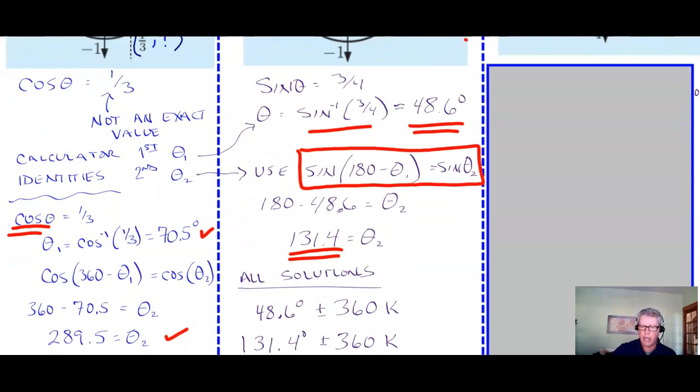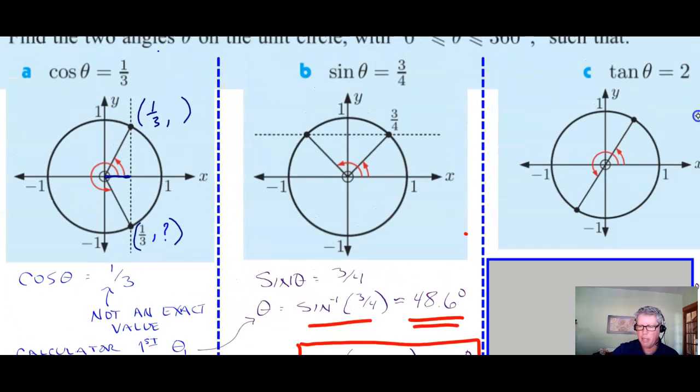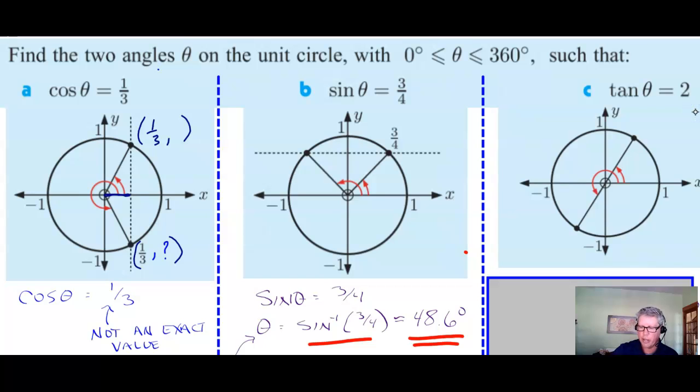I need to add and subtract the period, and the period of cosine and sine, just regular functions, is 360. Wait a minute, that easy? Yes. You just got to believe in it. You got to believe in those values.